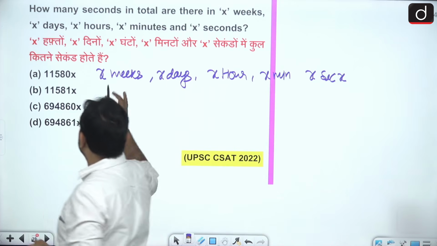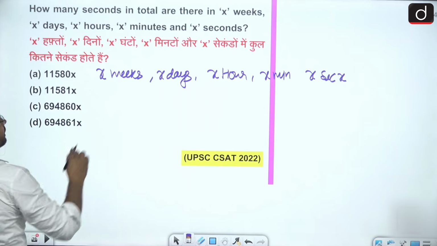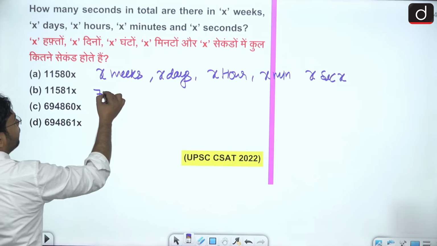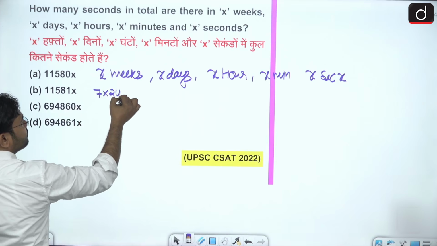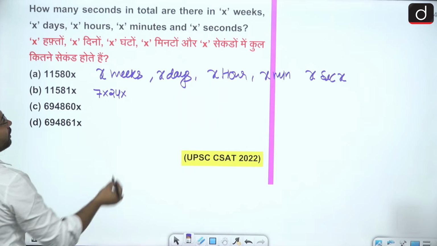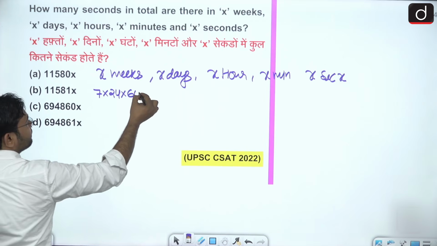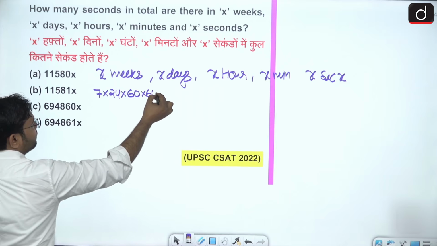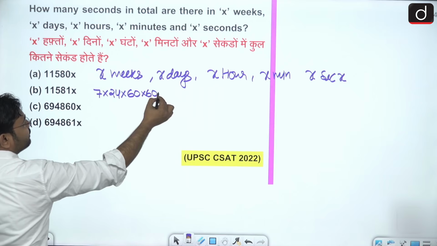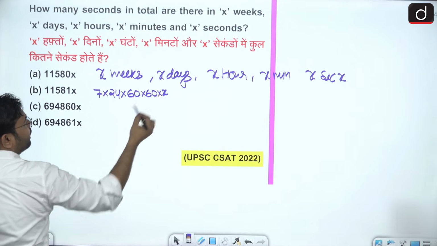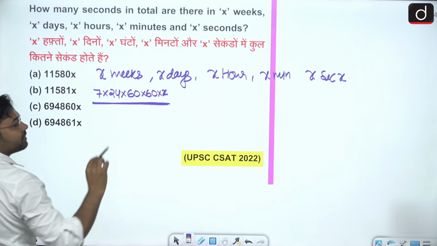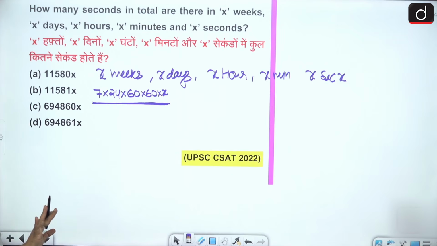Now focus. X weeks means 7 days in a week. In one day you have 24 hours. In 1 hour you have 60 minutes. In 1 minute you have 60 seconds. So this is x weeks, so into x, and you will say number of seconds in x weeks. Is it clear to you? Should I repeat this one?